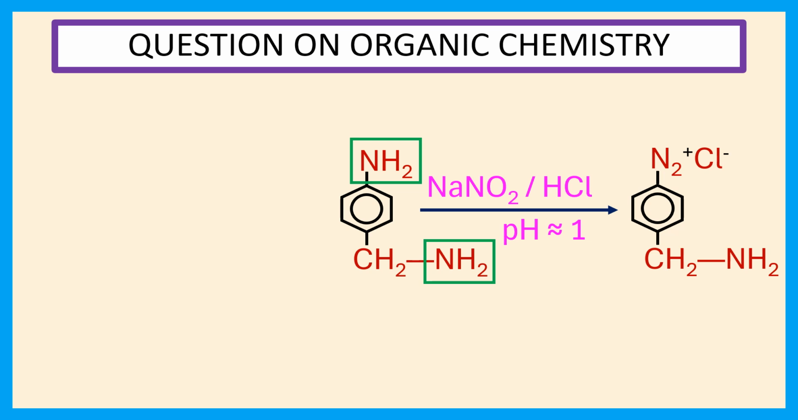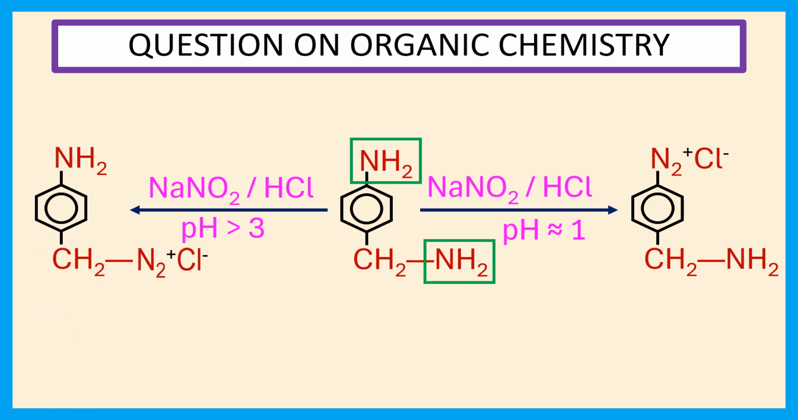Again, when this compound reacts with NaNO2 and HCl at pH greater than 3, diazotization takes place at the aliphatic amine. Because aliphatic amines do not react with NaNO2 and HCl below a pH of about 3.